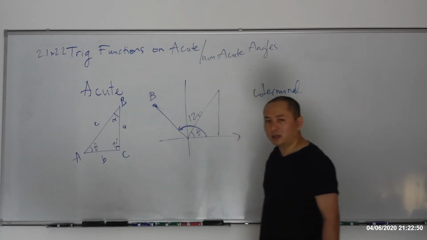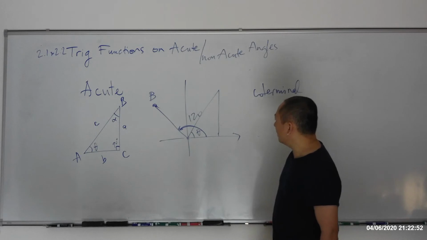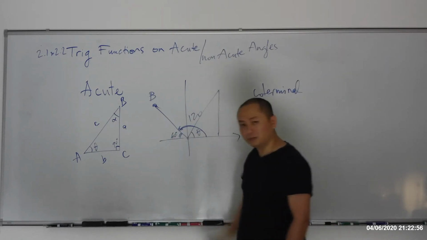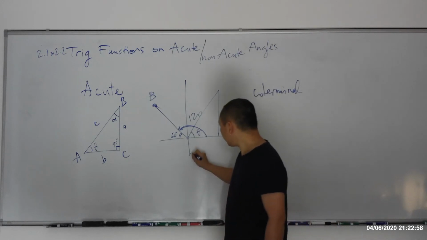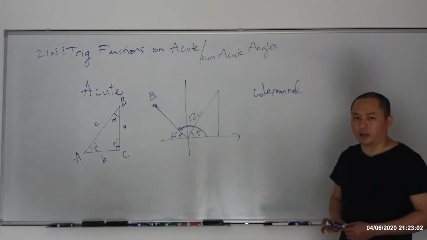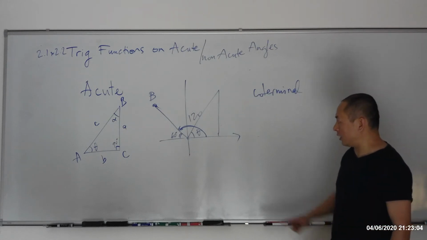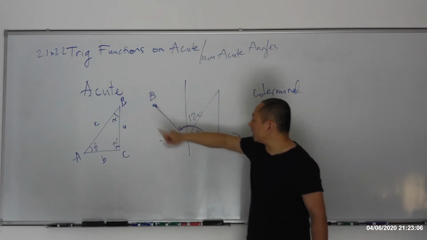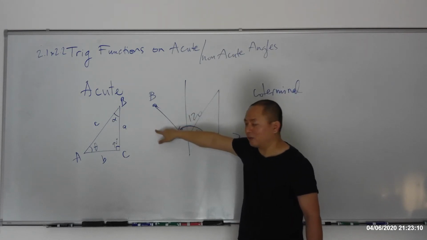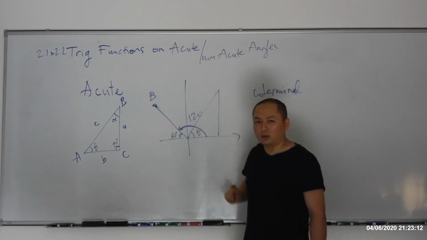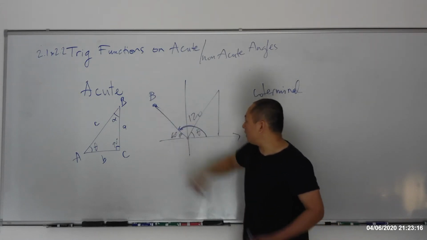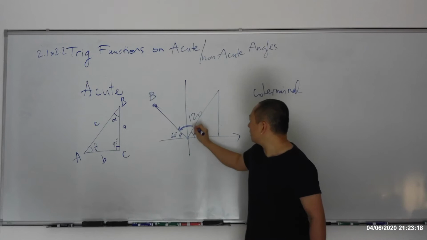So if I have the angle, say, 120 degrees, the coterminal angle associated with 120 is going to be this angle right here, 60 degrees. And you're going to work with the trig function on 60 degrees. However, there's one thing changed. Because point P is in the second quadrant, cosine, the x value, will be a negative number. Sine, the y value, will be a positive number.